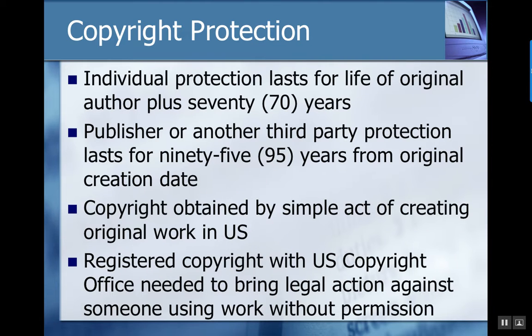So, some basic rules around copyright protection. Individual protection lasts for the life of the original author plus 70 years. Third-party protection, by an author, publisher, or other third party, lasts for 95 years from the original creation date. To gain copyright protection, you don't have to go through a large complicated process. You create an original work in the United States, and you fall under U.S. copyright law.